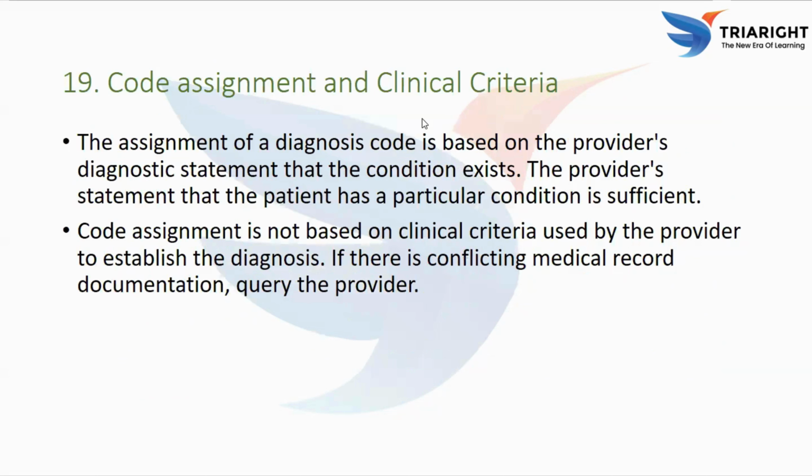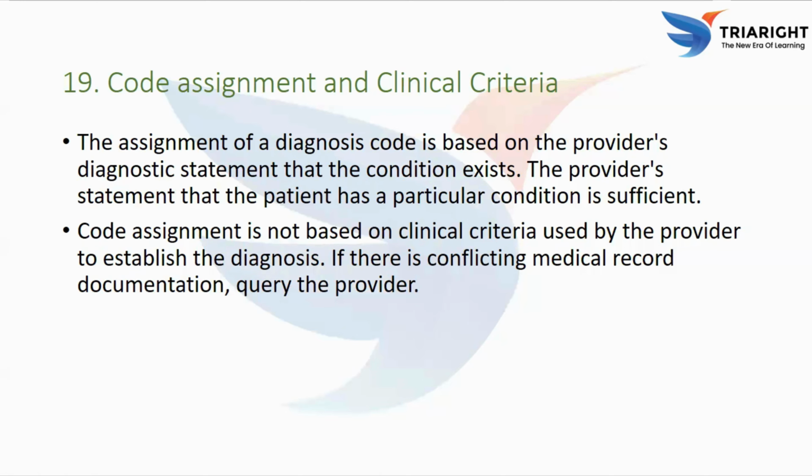So next, coming to code assignment and clinical criteria. So what does it mean? The diagnosis code is assigned based on the provider's statement that a condition exists. So if the doctor says the patient has a particular disease or condition, that is enough for coding. You don't need to check whether the provider used certain clinical tests or criteria to make the diagnosis, right? So coding is based on the documentation, not on how the provider diagnosed it.